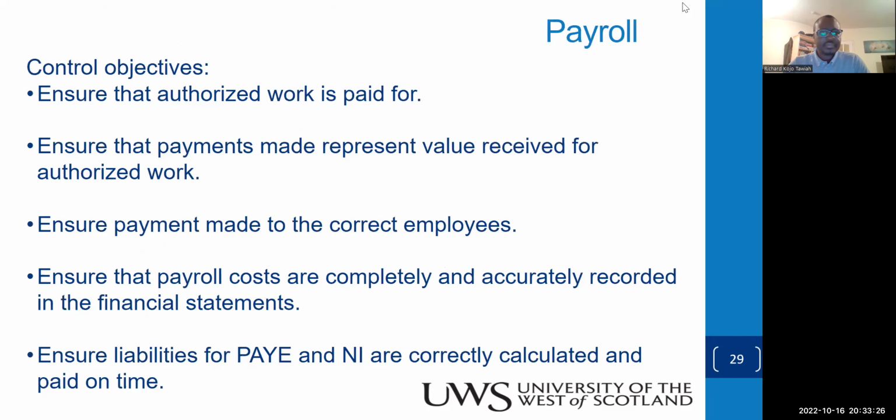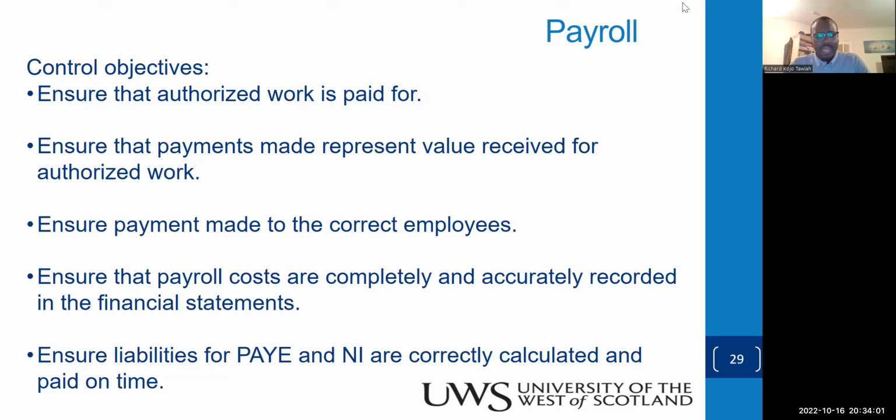We are wrapping up. Payroll, very important. The objective of payroll is to ensure that we pay people for work done, and to ensure that payments are made in return for value received for work done. If I don't teach, why should I be paid? If I don't work, why should I be paid? Ensure that payments are made to the correct employees. I don't work and then somebody takes the pay. Sometimes there are ghost names. People have left the company and still they pay them.